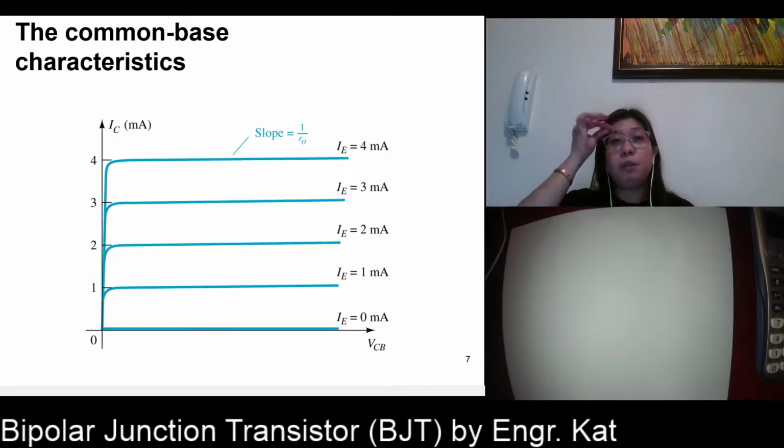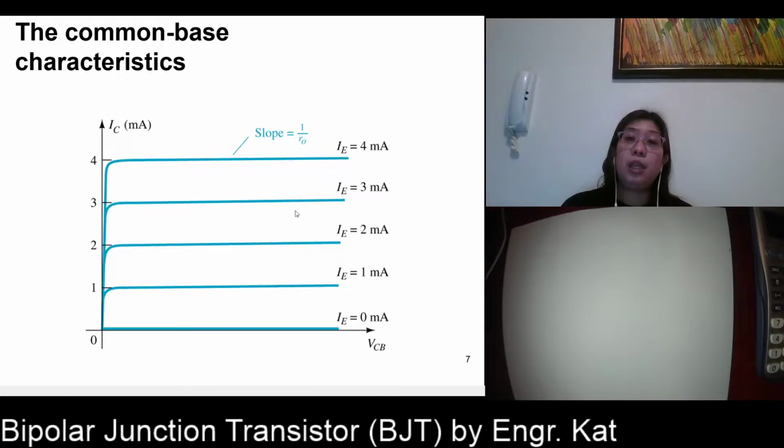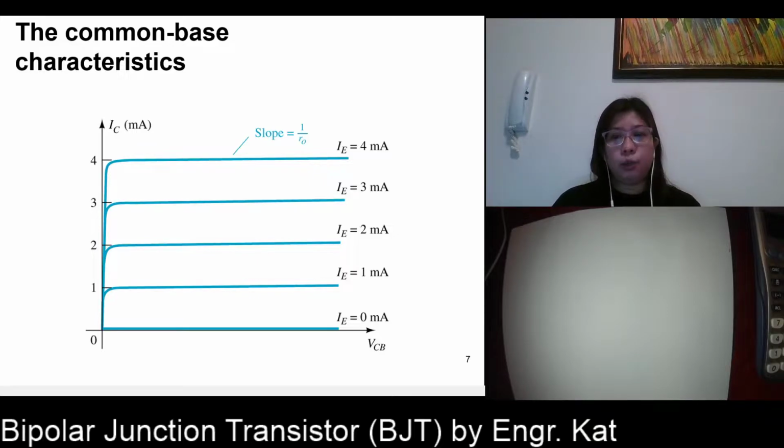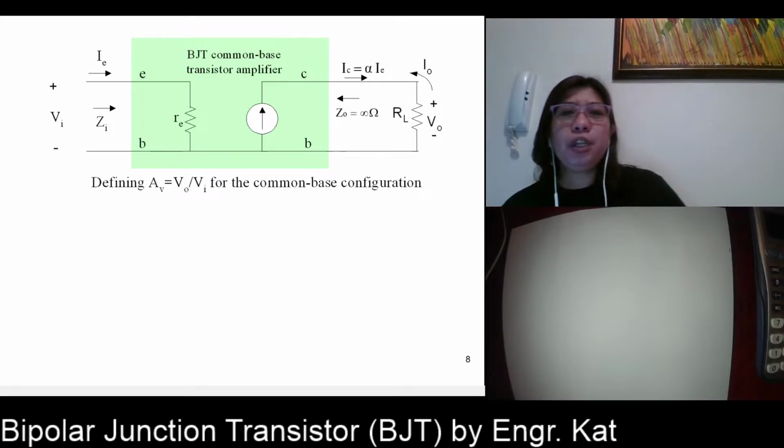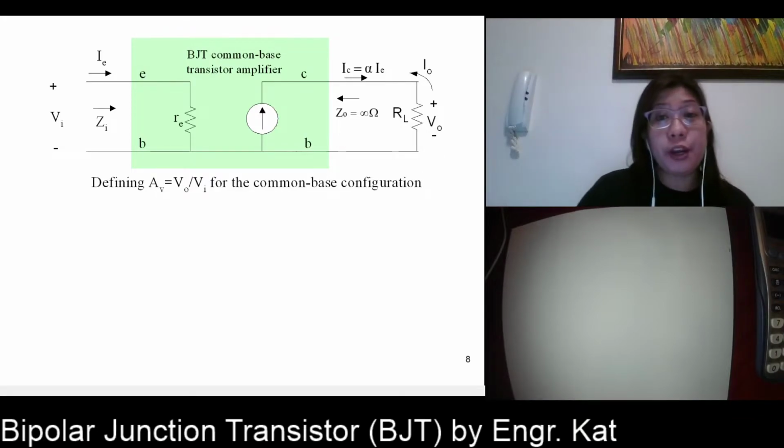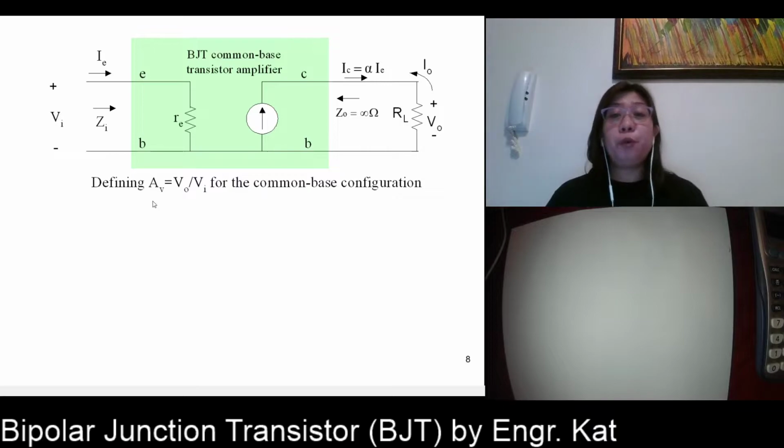So this is the common base characteristic, the input relating to the output. The input current is IE and the output current is IC. As we can see, they are approximately equal. Why? Because the base current is always very, very small compared to these two currents. Okay, so for a BJT common base transistor amplifier, we are now going to define the voltage gain.